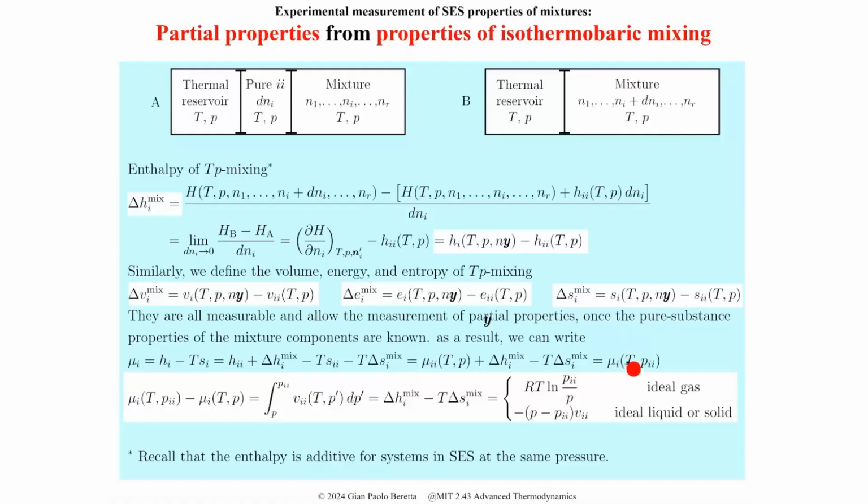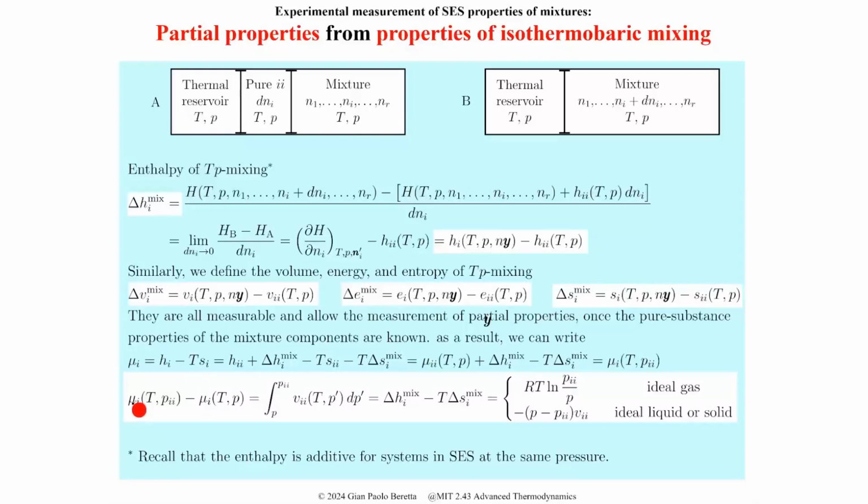And therefore, yes, at the same temperature of the mixture, but at a pressure which is what we call the partial pressure. Okay. So again, here I cut and paste, which makes errors propagate. So this should be double I and double I.